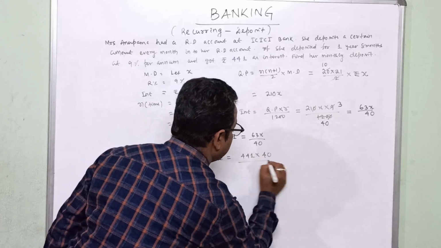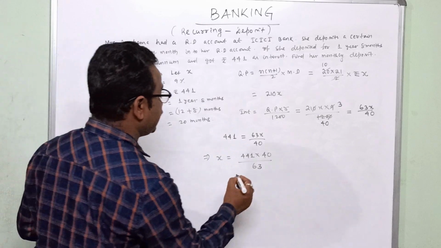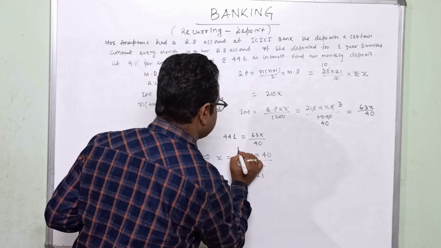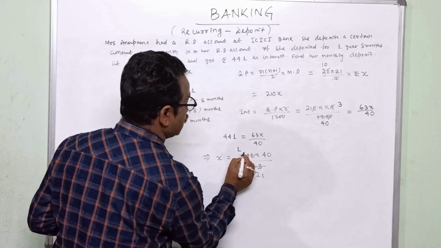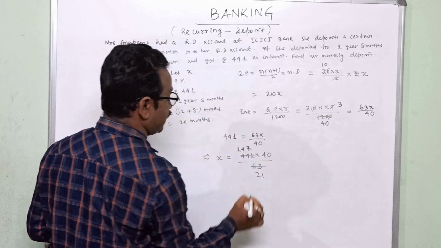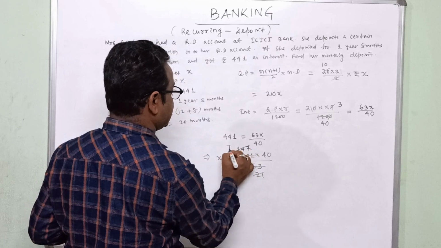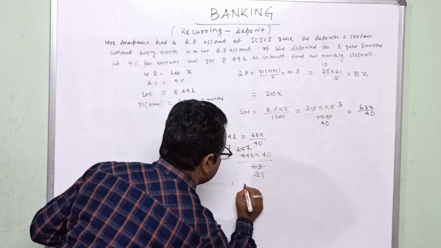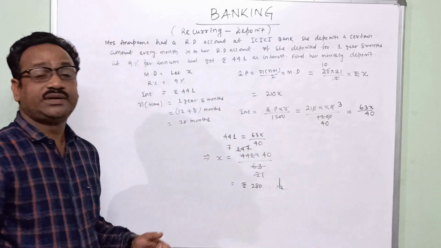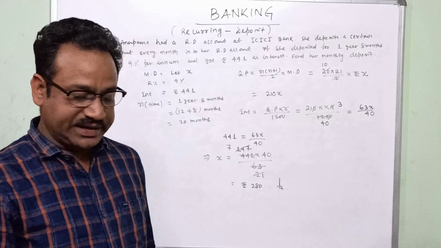Now rupees 441 is equal to 63x by 40, which implies x is equal to 441 into 40 by 63. So 63 dividing by 3 will get 21. 3 4s are 12. Then 21 by 7, cutting 7. That is equal to rupees 280. Answer. So here our monthly deposit is rupees 280.